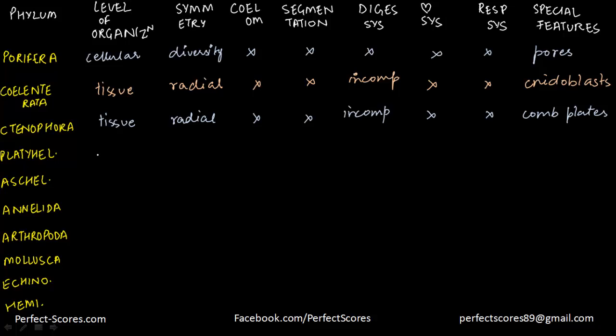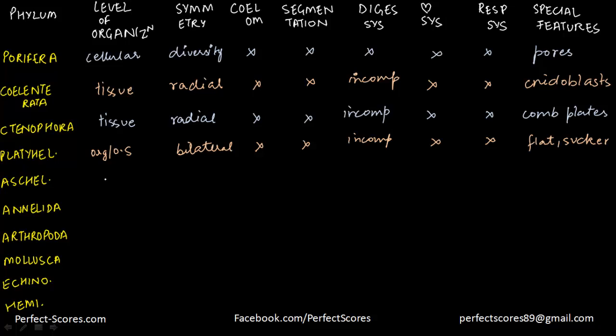Here are the features of Platyhelminthes. They have got both organ and organ system level of organization. The symmetry in this case is bilateral. The coelom is absent in them. Coming to the segmentation, that is also absent. Digestive system is also incomplete. There is no circulatory system, no respiratory system, and the special feature is they have got a flat body and they have got a hook and a sucker.